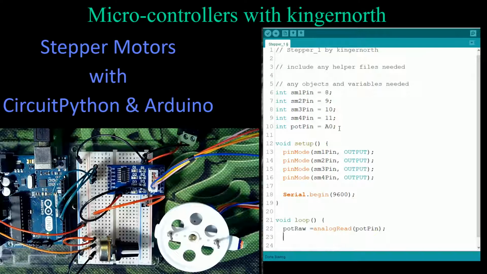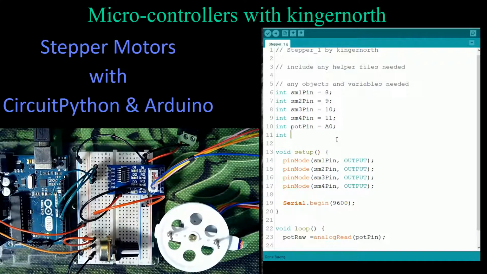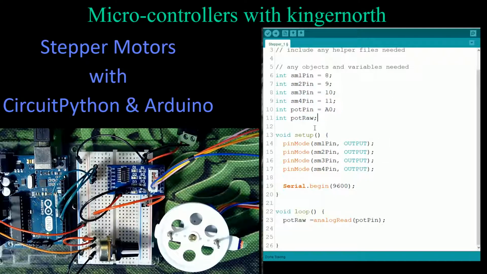So when I come up here under pot pin, under my variables, I'm going to have to add an integer for pot raw, and I don't have a value for that, and I don't really need one. So we'll just put it in there, and it will assign that value when it gets to here. Now, hopefully you remembered, what value do we get when we read in on an analog input on an Arduino? It actually goes from 0 to 1023.